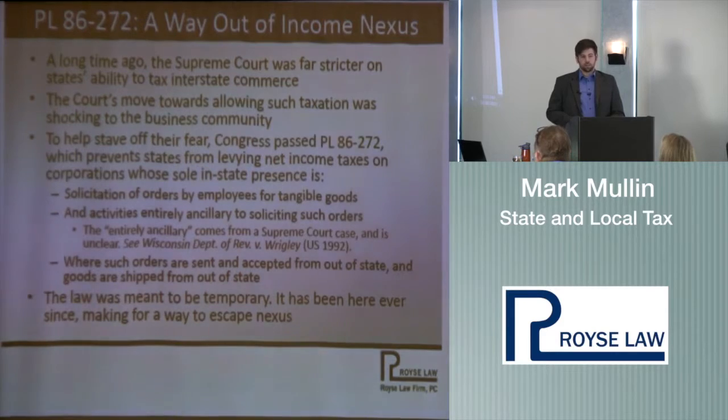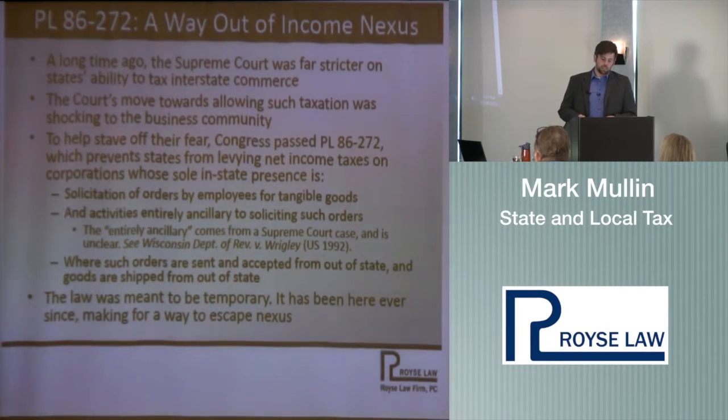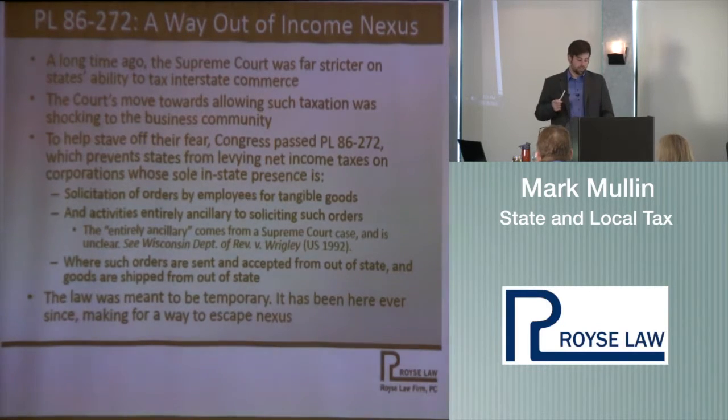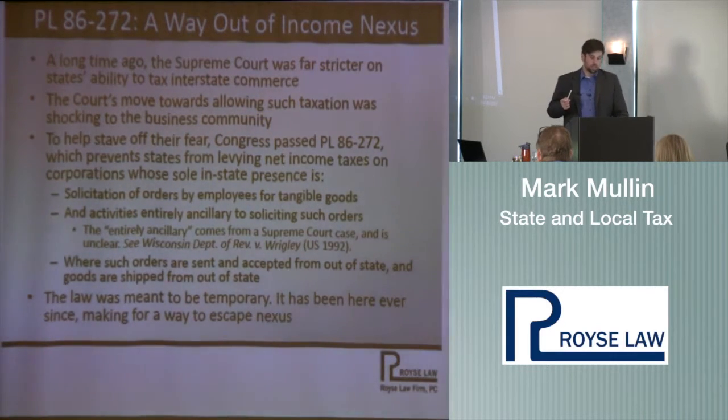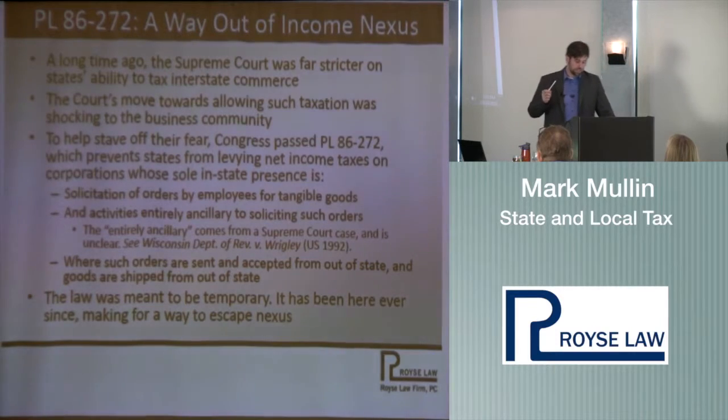But the court started moving very sharply in the other direction and basically let all of interstate commerce be taxed. Businesses were shocked and surprised. They had been relying on these kind of plans to avoid interstate taxation. So they lobbied Congress. And what did Congress do? It passed Public Law 86-272. Under this law, states do not have nexus to net income tax you if your sole in-state presence is solicitation of orders by employees for tangible goods and activities entirely ancillary to soliciting such orders, where such orders are sent and accepted from out of state and goods are shipped from out of state.